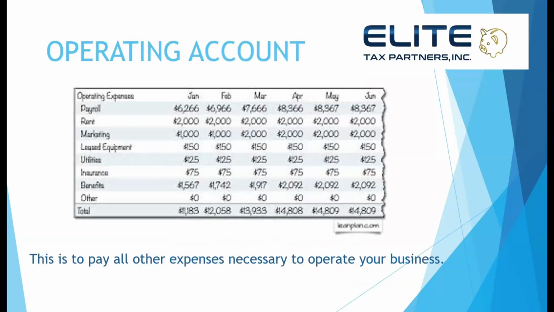Our other smaller plate is our operating account, and this is to pay all other expenses necessary to operate your business. This is the only account that you pay bills from. So profit, you're going to take quarterly distributions. We'll talk about that. Your tax account, you're going to transfer over your estimated payments, but your operating account is where all your utilities, your rents, your overhead, payroll, telephone, internet, all of that comes out of. So this is the account with the most activity. The other accounts will just have a couple of transfers a month. This one will have all your bills being paid out of it.